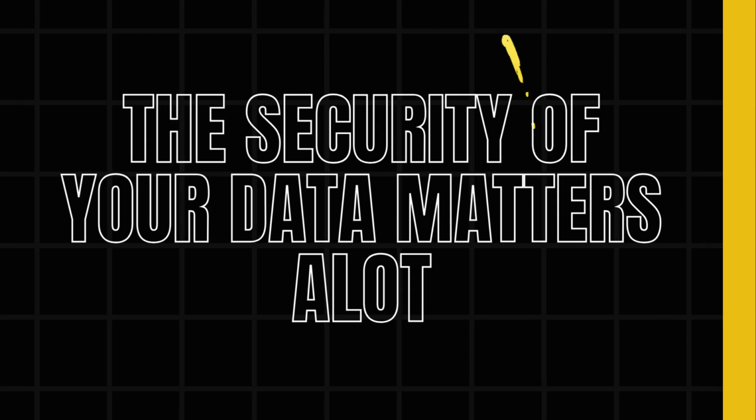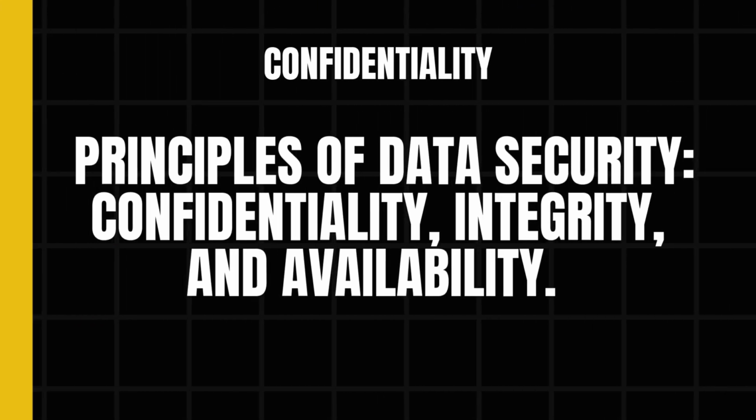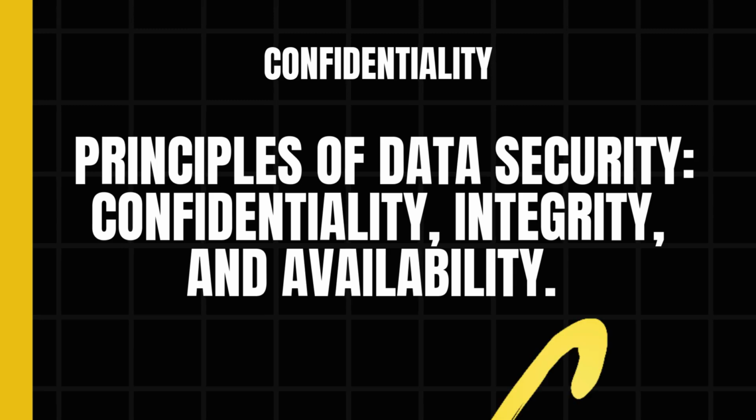Join me as I try to explain the CIA Triad and how to secure your data in just 60 seconds. The CIA Triad is made up of three foundational principles of data security: confidentiality, integrity, and availability.